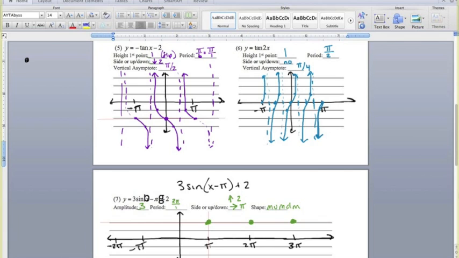Halfway between it goes up, it needs to go up 3. I don't really have room for that, so it's just floating somewhere up there. And then down 3. Then I need to repeat this exact pattern one more time. 2 pi away from my start would put me back at a negative pi. Halfway between, an up and a down.